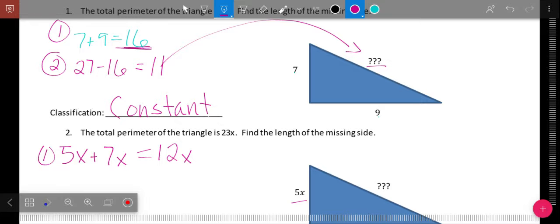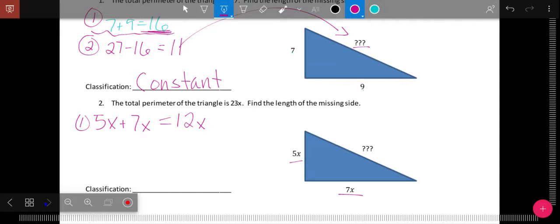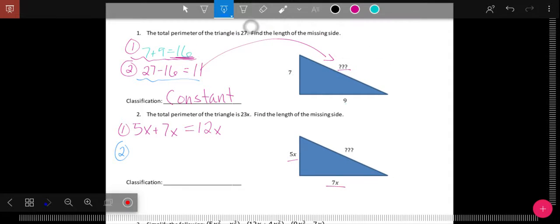So just like we did up here, that was our first step. Our second step now, just like we did up here, was to take our total. Our total down here is 23x. And we're going to do 23x minus 12x. So when we do that, 23x minus 12x will give me 11x. So that's going to be my extra side over here.